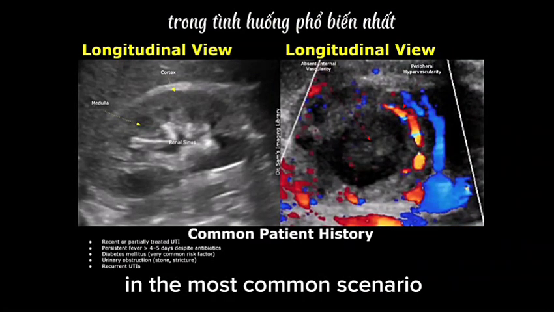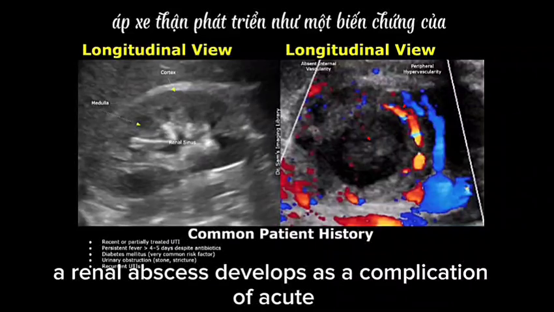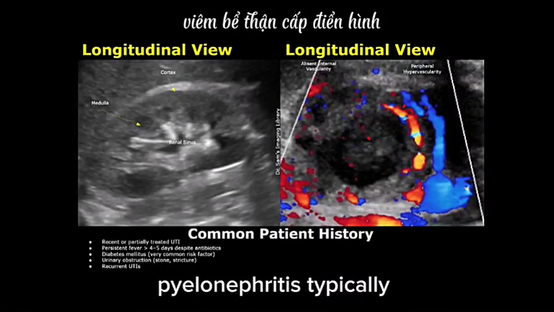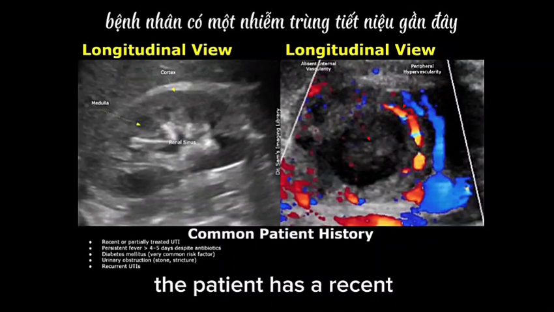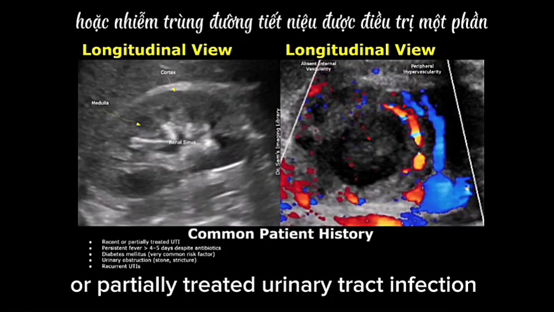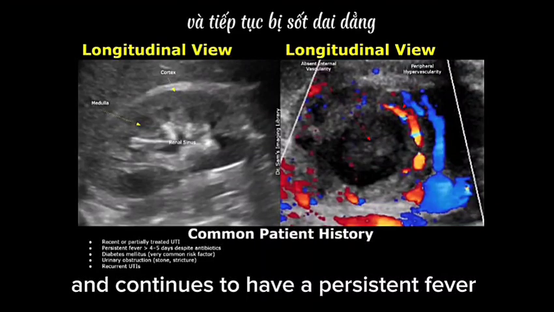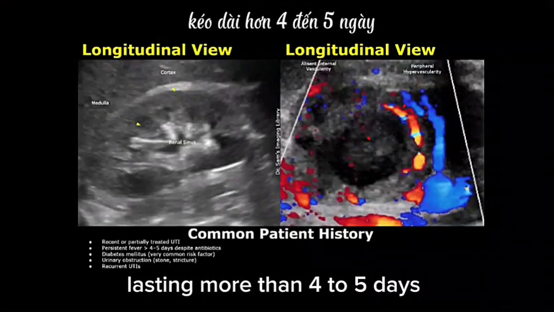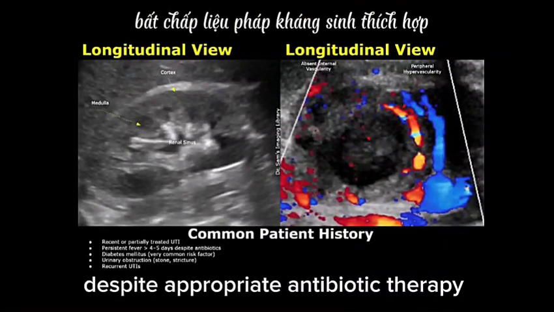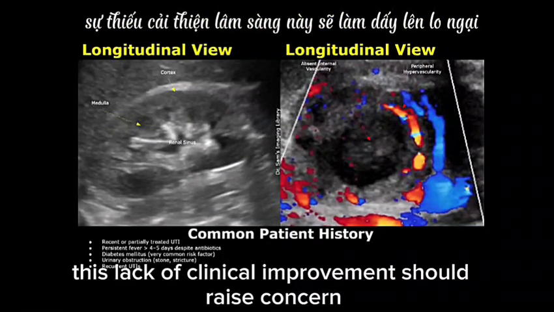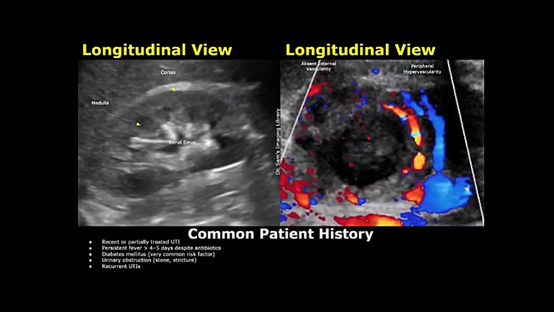In the most common scenario, a renal abscess develops as a complication of acute pyelonephritis. Typically, the patient has a recent or partially treated urinary tract infection and continues to have a persistent fever lasting more than 4 to 5 days, despite appropriate antibiotic therapy. This lack of clinical improvement should raise concern for abscess formation.